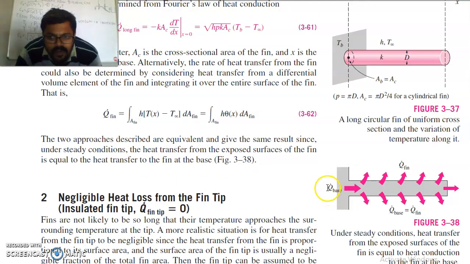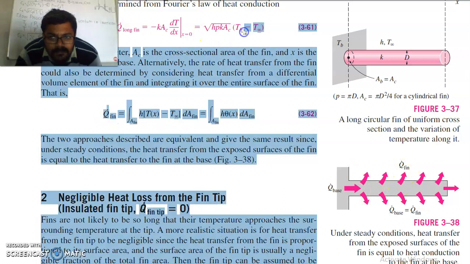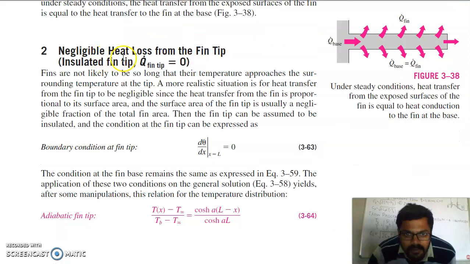So you can see whatever the heat transfer by conduction at the base must be equal to the heat transfer by the fin. So you will get this solution here. Now, negligible heat loss from the fin tip, that is Q fin tip is equal to 0. So this is the case of an insulated fin.